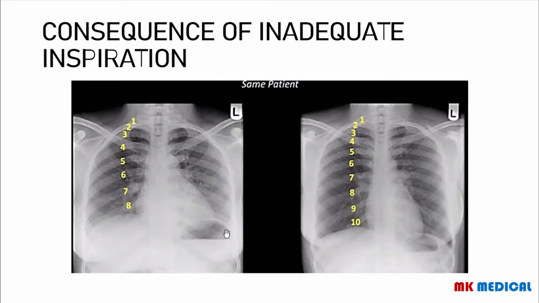The consequence of taking an X-ray on inadequate inspiration, as we can see here, is that we can only count 8 posterior ribs, but this is the same patient with full inspiration. As we can see here, the lung appears much smaller than it's supposed to be. The mediastinum appears much larger than it's supposed to be. The lung markings here are more prominent than they're supposed to be, which is why we should always take the X-ray on full inspiration.